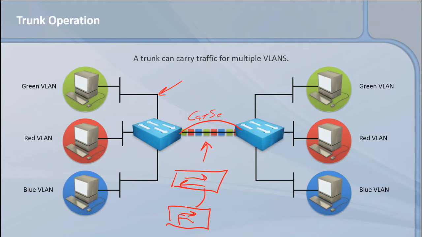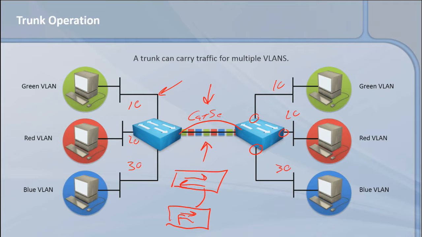So for example, if I've got VLANs 10, 20, and 30 configured on the left, 10, 20, and 30 on the right, each of these ports is in one VLAN only. VLAN 30, VLAN 20, VLAN 10. A trunk port is in all VLANs, and it can carry all VLANs across that wire without cross-contaminating any of the traffic.